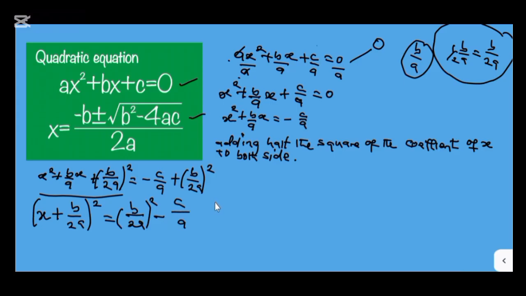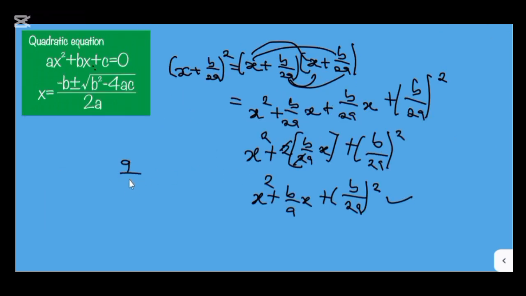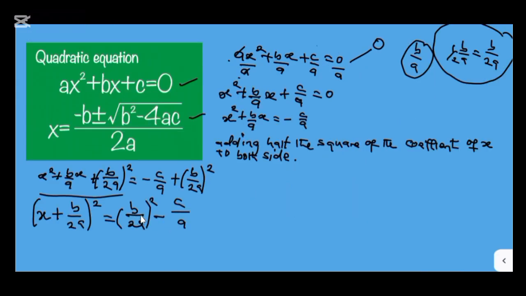Nothing has changed. Now, in law of indices, you know that if you have a over b all squared, it is the same thing as saying a squared over b squared. This is established. So coming back here, this can be written as x plus b over 2a all squared equals to, this can be written as b squared all over, 2 squared is going to give you 4, a squared is going to give you a squared, minus c over a.